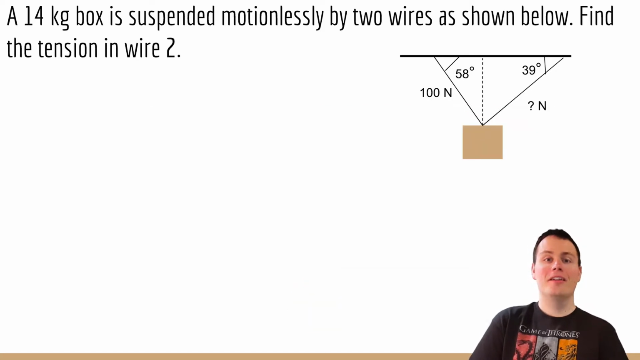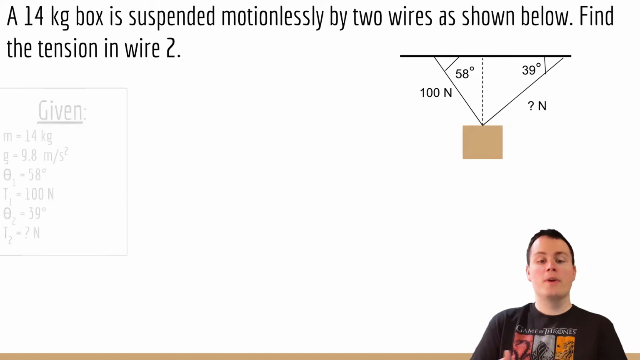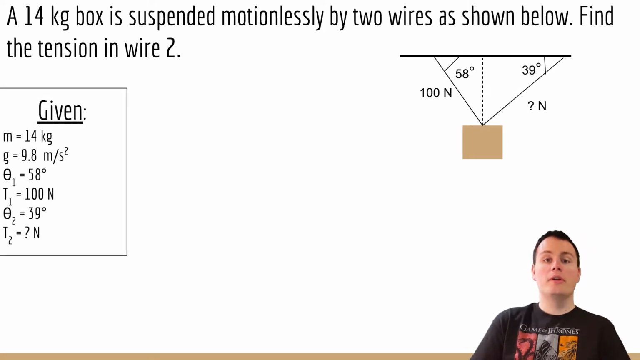Welcome back. Let me show you how I solved it. So the first thing I did was I listed all of the known variables from the problem. So in this case, we know the mass of the block, and we know the tension in wire 1, and we know the acceleration due to gravity, and we know the angle of both of the wires coming into it.